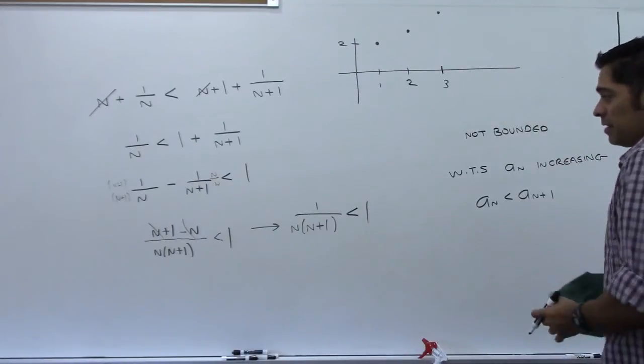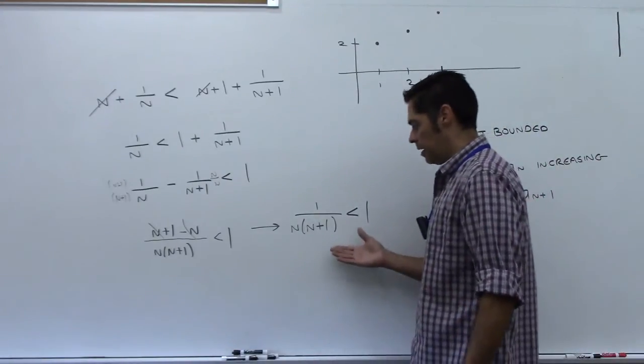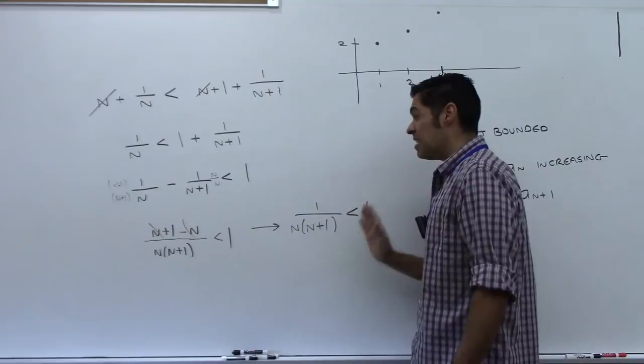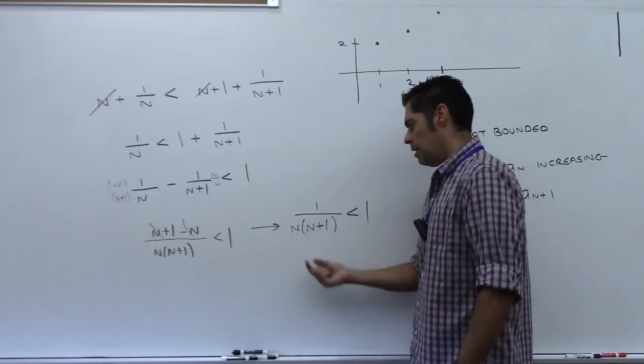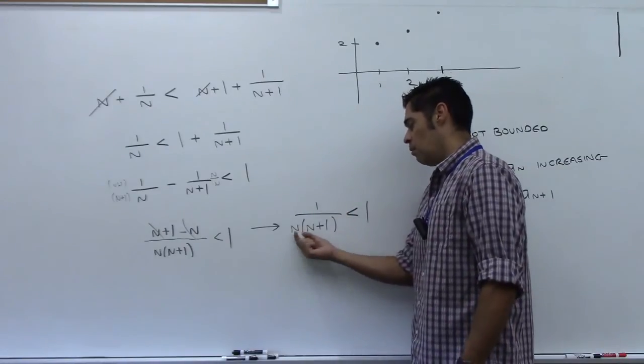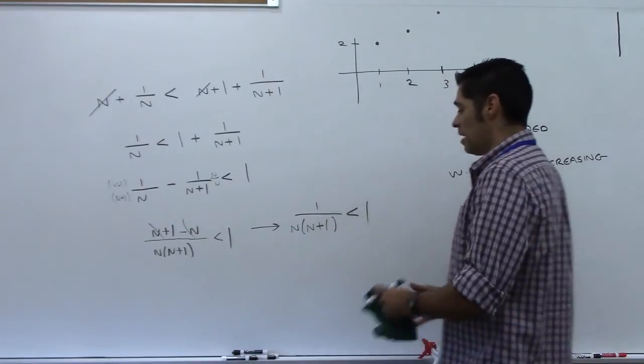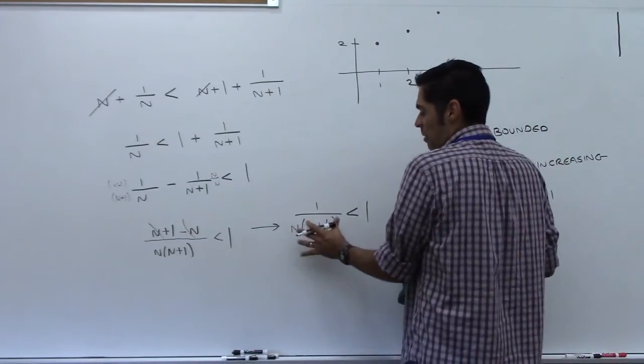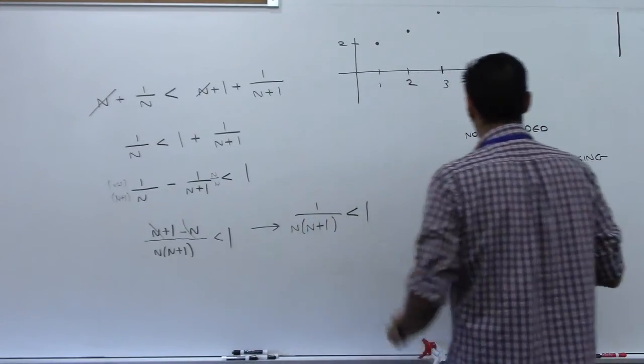I think we can convince ourselves that this is true right here, because the smallest n could ever be would be 1. And if I plug 1 in here, I'm going to get 1 times 2, that's 1/2. 1/2 is less than 1. And then as the bottom gets bigger, this gets smaller, so it's definitely going to be less than 1.